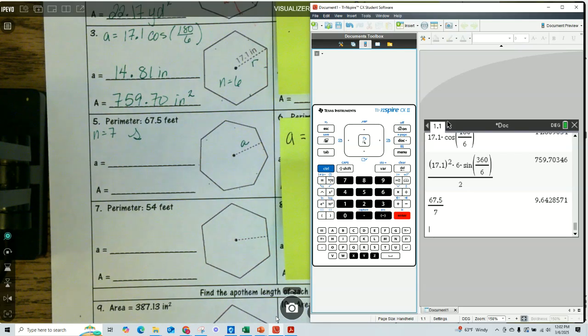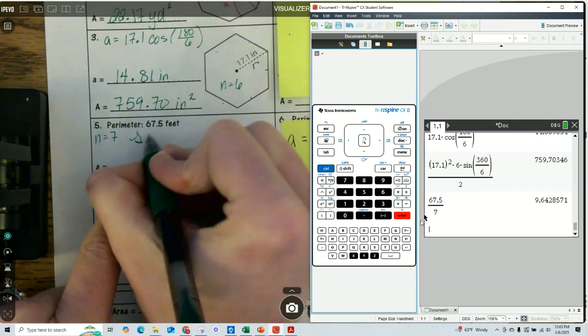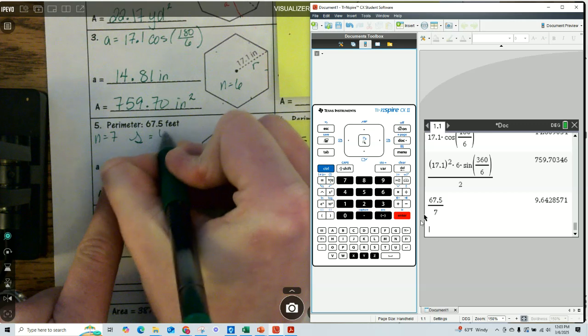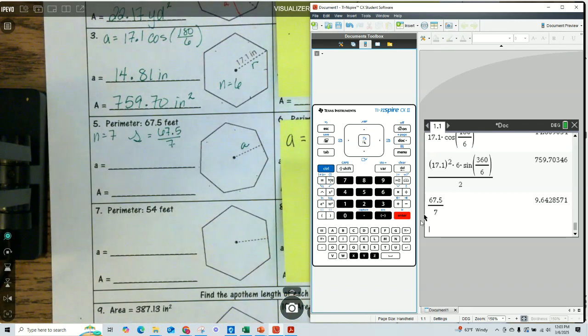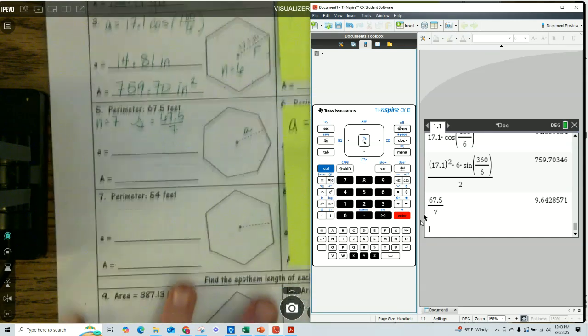Remember what I was telling you yesterday, the more times you round off, the less accurate your answer is? So instead of writing the decimal, see how my calculator changed it to fraction form? I'm just going to use that fraction. For my side length, I'm going to use 67.5 over 7. And that just keeps me accurate longer.